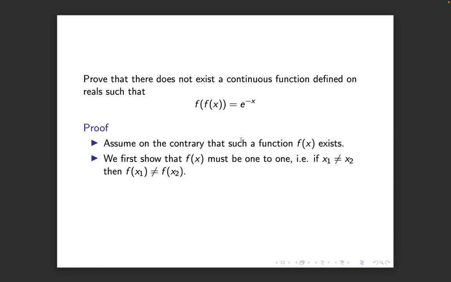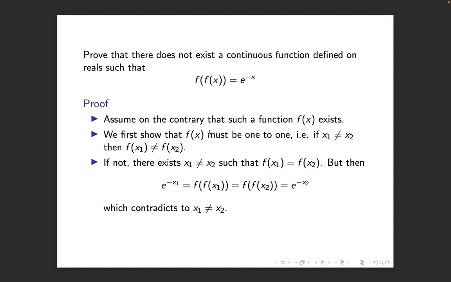Now, such a function must be one-to-one. Remember that one-to-one means that if x1 is not equal to x2, then the value f of x1 is not equal to the value of f of x2. We want to show that if such a function exists, it has to be one-to-one. If it's not one-to-one, then there exist two points, x1 not equal to x2, such that f of x1 is equal to f of x2.